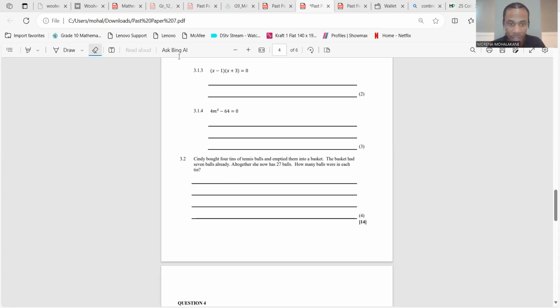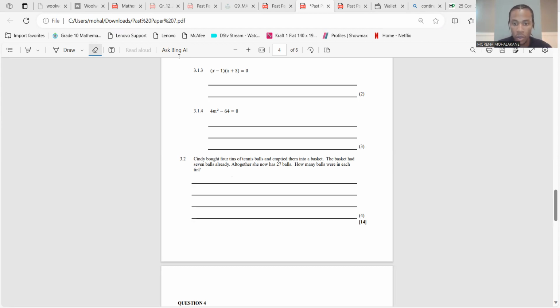Okay, Cindy bought 4 tins of tennis balls and emptied them into a basket. So the basket had 7 balls already. Altogether, she now has 27 balls. How many balls were in each tin?